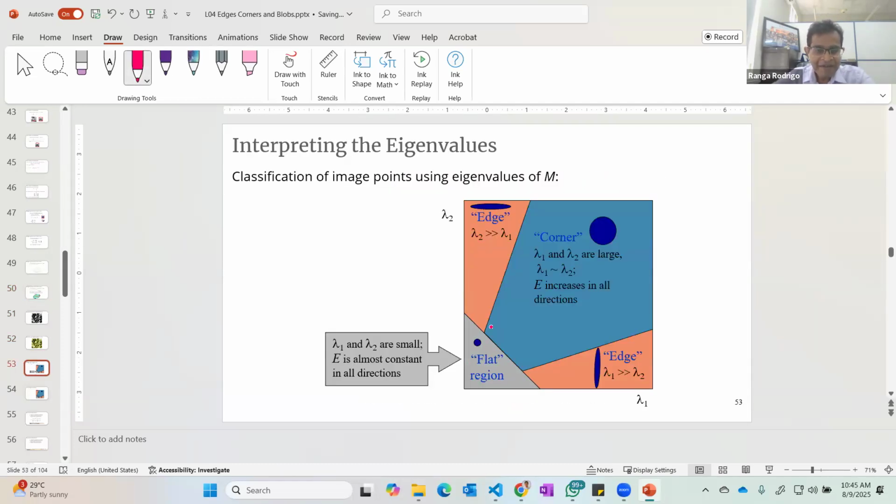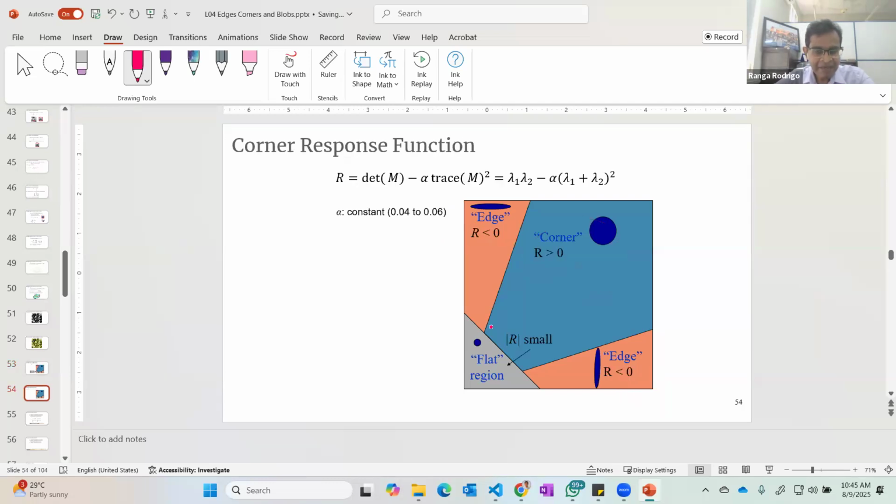So then we came up with this rule: lambda 1 and lambda 2 are the two eigenvalues, and when they are both large, then you will have a corner. But then we said that computing these eigenvalues is usually computationally more expensive than computing the determinant and the trace of the matrix. You know that for a 2 by 2 matrix, determinant computation is very easy, and trace is the sum of the diagonal elements, which is also easy. So this one is called the Harris measure.